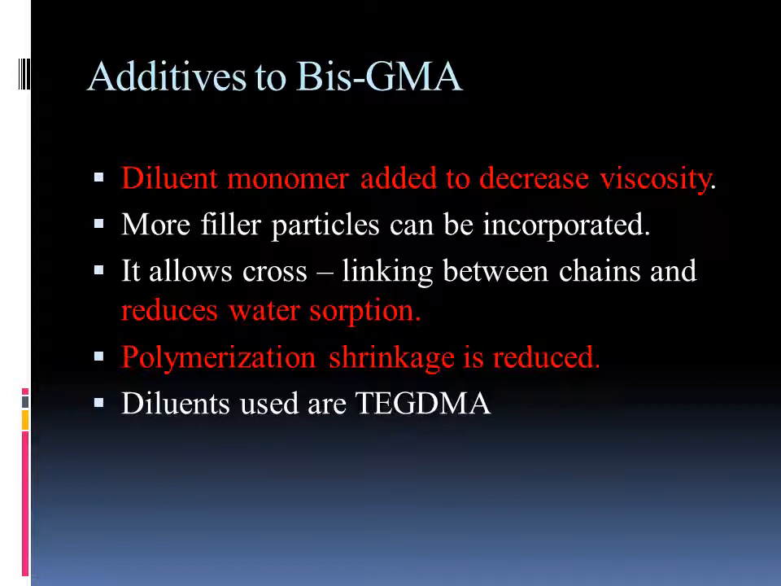So diluent monomer or TEC-DMA is added to decrease the viscosity, and by that it becomes more workable. By that way, more fillers can be incorporated. It allows cross-linking between chains and reduces the water sorption. Polymerization shrinkage is reduced.